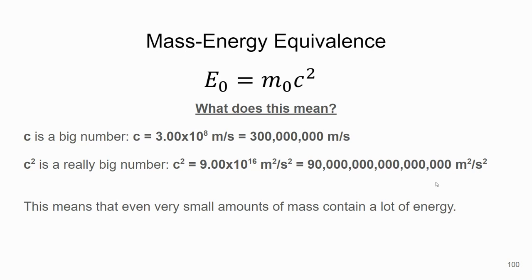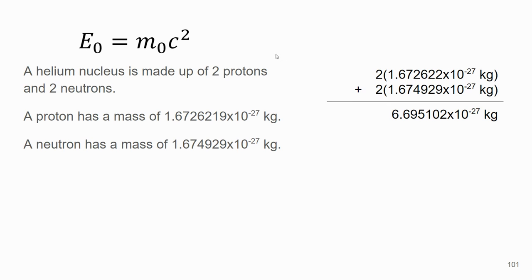So what this means is even very small amounts of mass will contain a lot of energy. Even if m is a very tiny amount of mass, because you're multiplying it by such a huge number, you're going to get a lot of energy out of it. And so where do we see this in use?